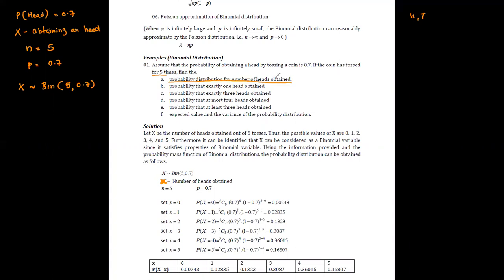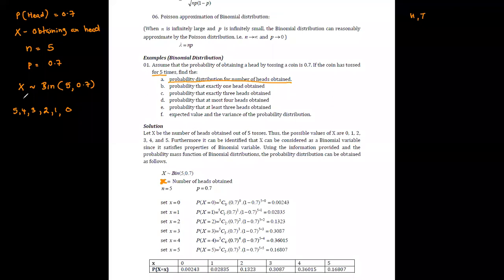The very first part of this question asks us to find the probability distribution for the number of heads obtained. Therefore, first we need to identify the possible values that x can take. Suppose that you are tossing a coin 5 times. The maximum you can get is 5 heads, then you can observe 4 heads, 3 heads, 2 heads, 1 head, and no heads, meaning 0 heads. Therefore, x goes from 0 to 5.